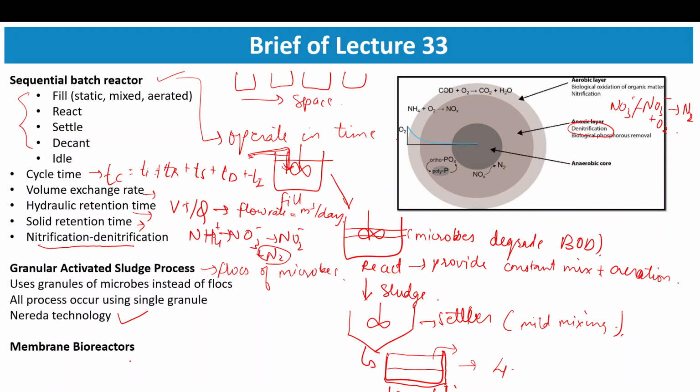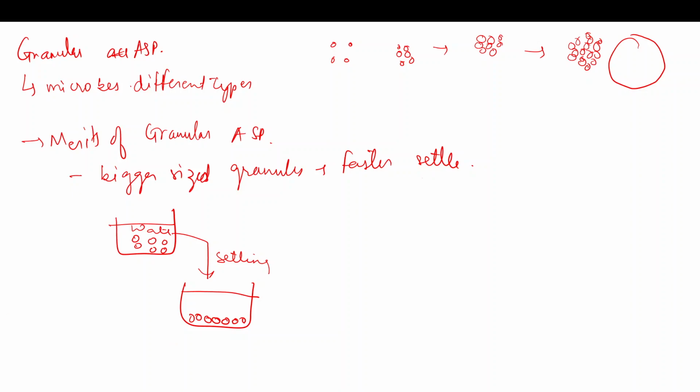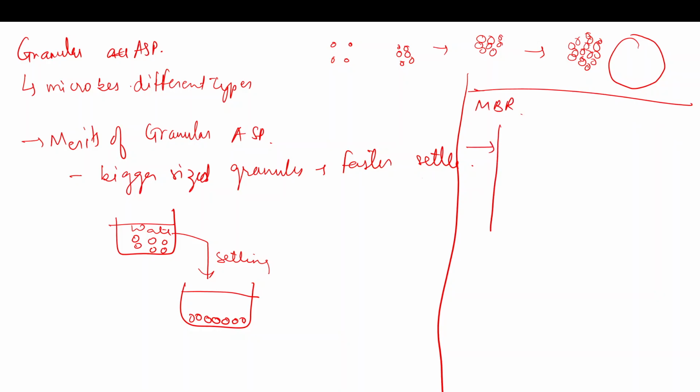Now, another is the membrane bioreactor, or MBR. Firstly, in this tank, there will be two sections. Here you provide aeration where degradation of the organic matter occurs. And after that, you do not provide any settling of microbes. So the wastewater, after degradation of organics, goes to membrane filtration.